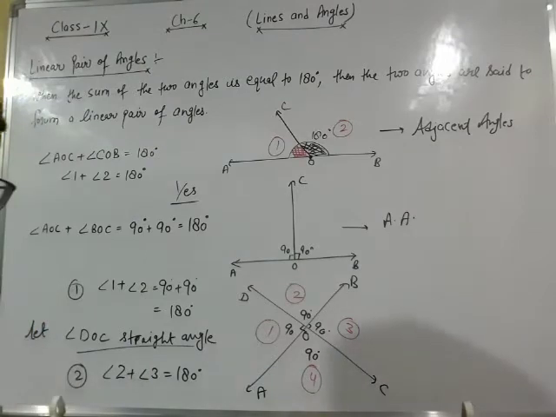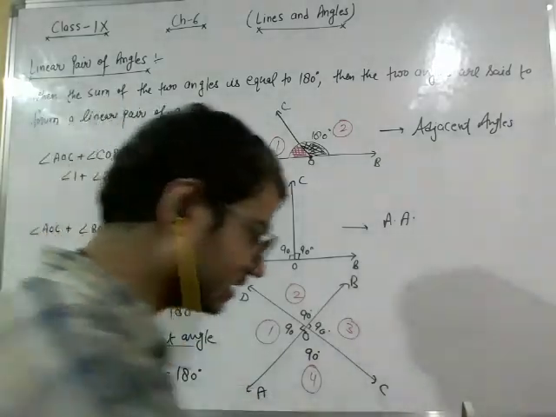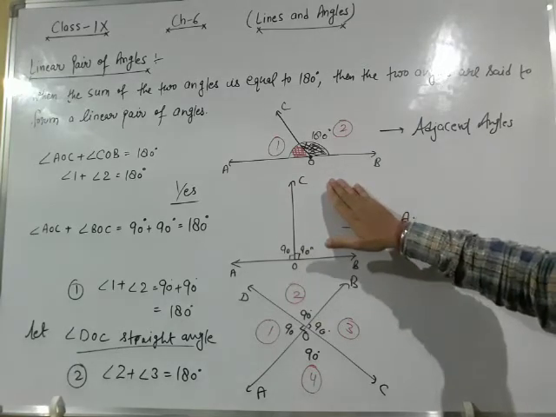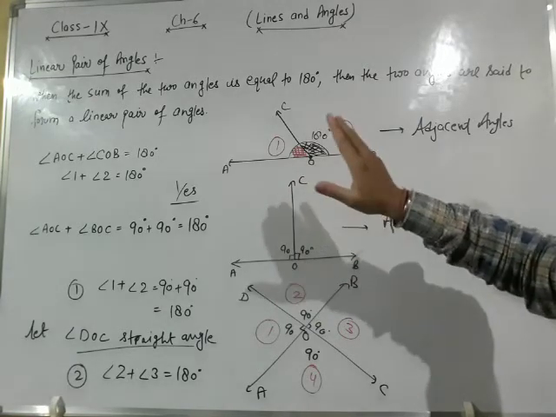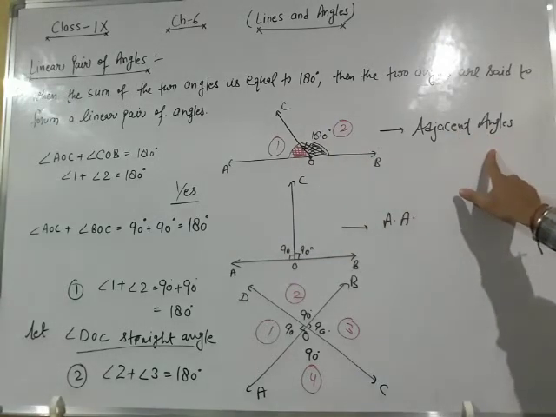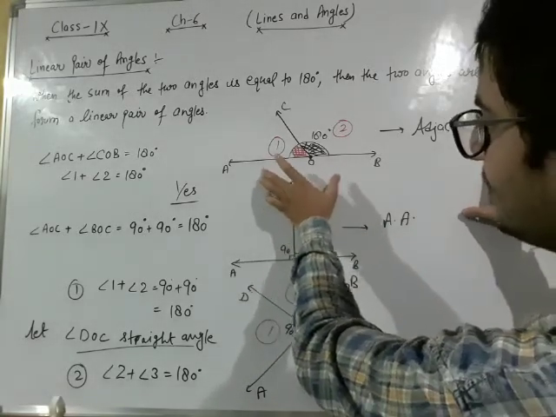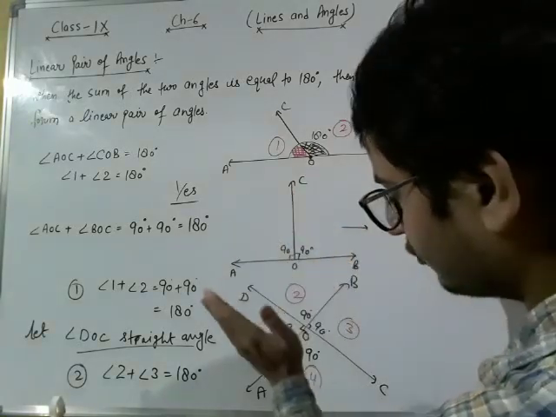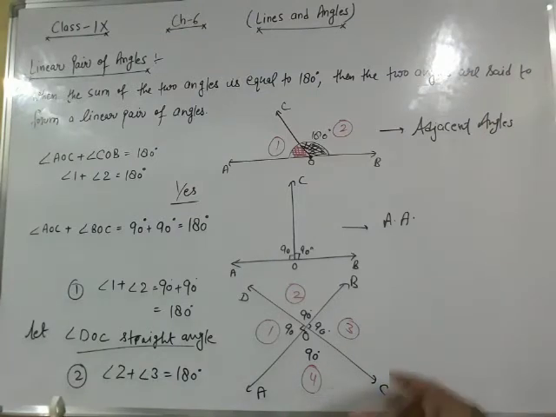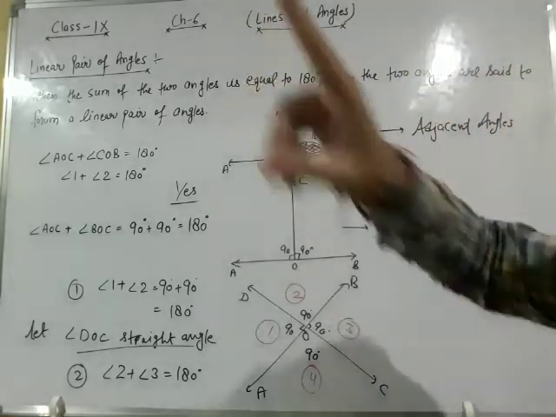So what I want to teach you is that in a linear pair of angles, the angles also follow the properties of adjacent angles. Okay, all linear pairs of angles also follow the properties of adjacent angles, while all adjacent angles need not follow the linear pair of angles property.